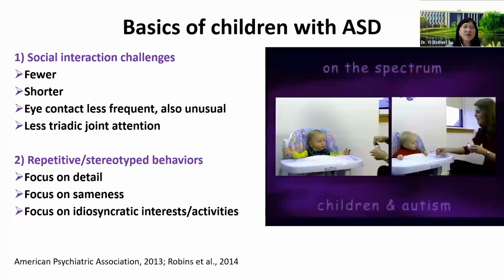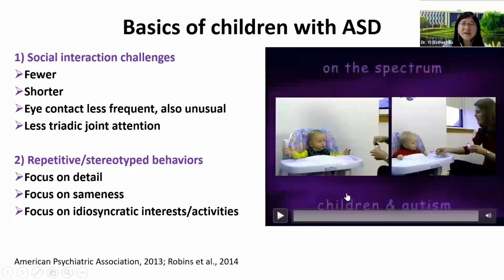And number two, they also have repetitive stereotyped behaviors. They focus on details, they focus on sameness, they focus on idiosyncratic interests and activities. So I can show you this video, and you can see clearly the child on the left is a typically developing child, and the child on the right is a child at risk of autism. So you can see the differences between these two children. So I'm going to click the video.